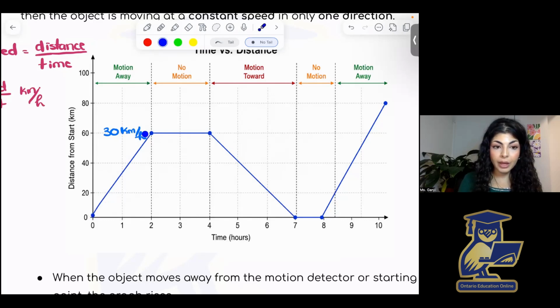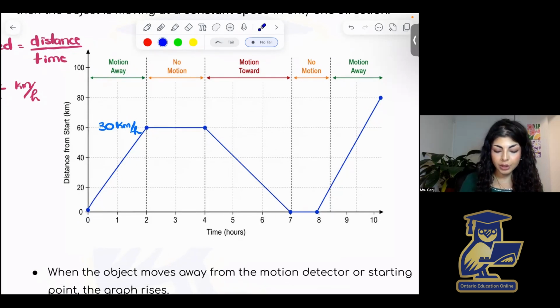So here, because we're moving away from this point, we say that the motion is going away. Consider, for example, a motion detector device here, and when you go, this line here tells us that we are moving away from the motion detector device at a speed of 30 kilometer per hour over 2 hours.